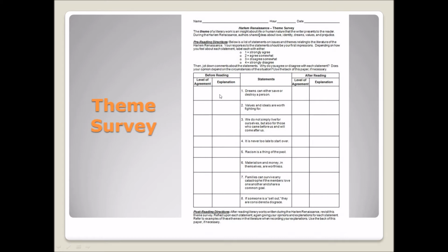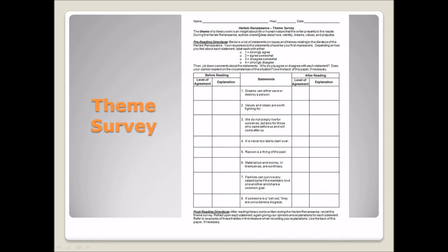Once I have completed my level of agreement and explanation for number 1, I'm going to do the same process for numbers 2 through 8 for each of these statements that are themes of the Harlem Renaissance and of the play A Raisin in the Sun that we will soon be reading. You will also notice that there is an after reading category over here that has the same columns, level of agreement and explanation, and you will also see that there are some post-reading directions down here at the bottom of the paper. We are not going to fill out these sections right now.